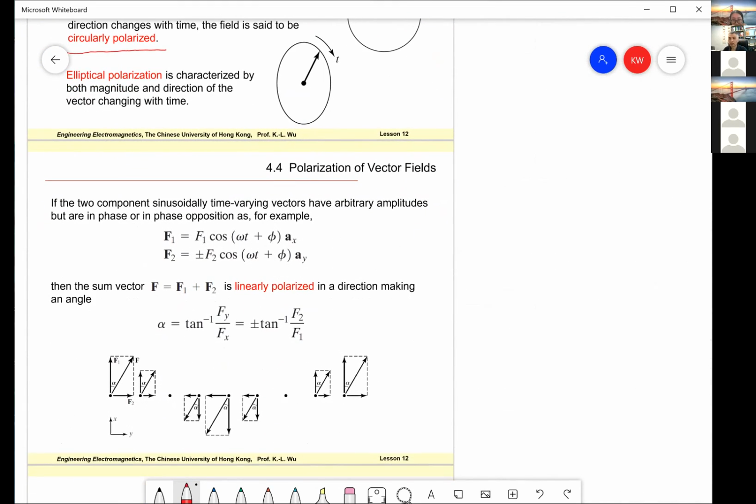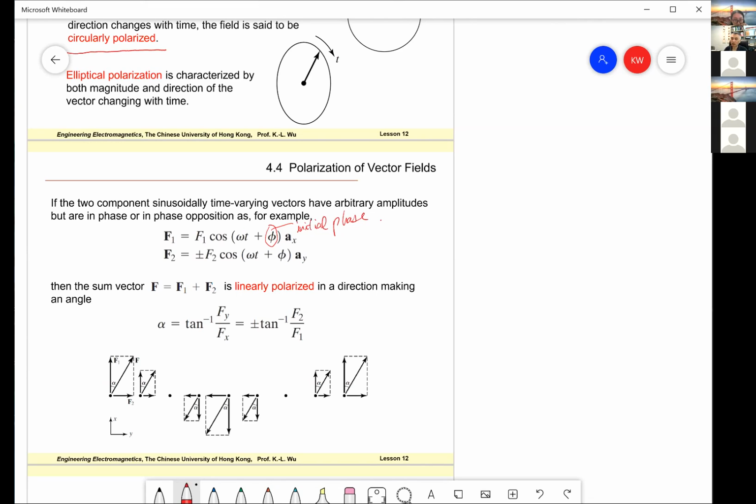Now let's look at the direction of polarization, particularly this initial phase. The initial phase depends on where you observe or where you start. It is really not very important because omega is very high and t changes very fast, so omega t changes very fast. So the initial phase is not very critical.